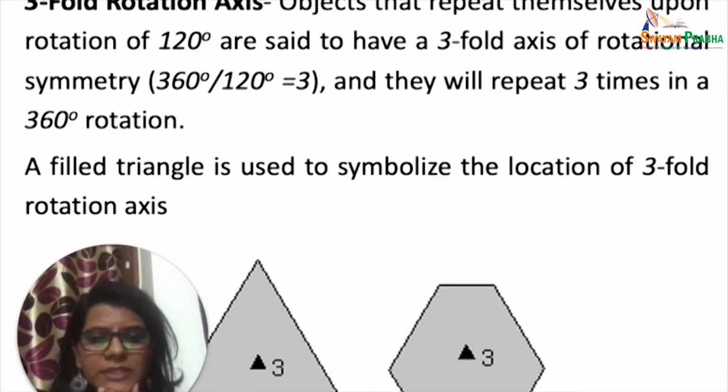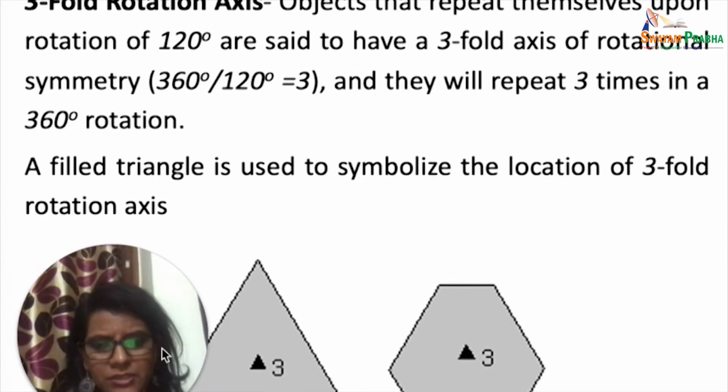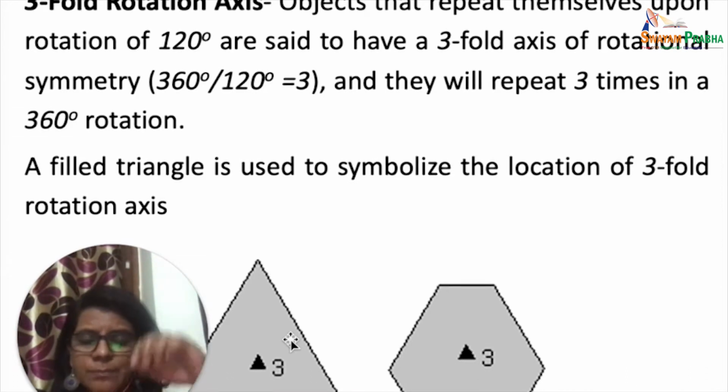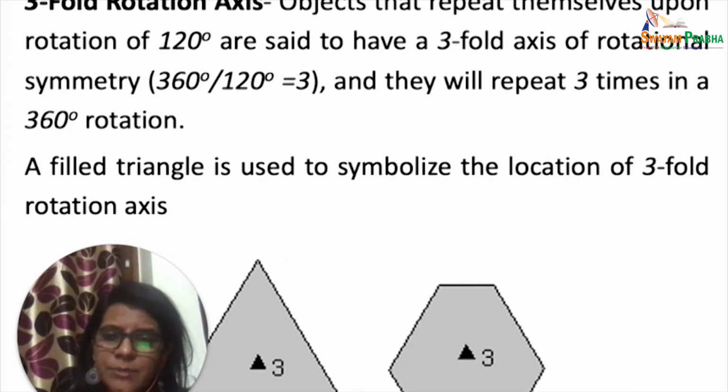Now let's take a look at the threefold rotational axis. If I get the same identical structure for rotation around an imaginary line passing through the structure after every 120 degrees, or thrice in a 360-degree complete rotation, then it is said to have a threefold axis of rotation, or threefold rotational axis.